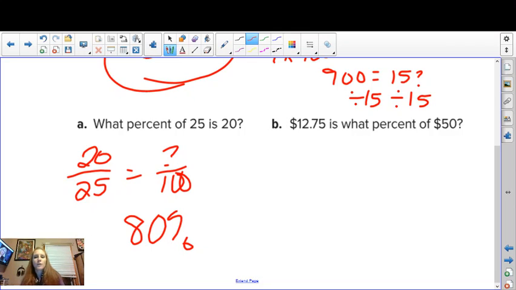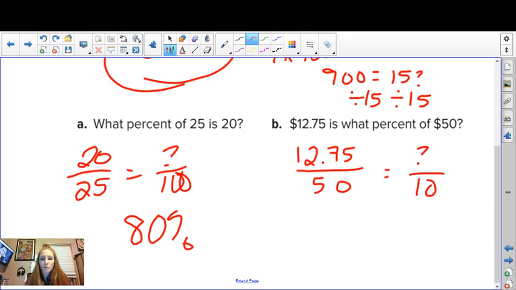Part B, 12.75 is what percent of $50? So 12.75 out of 50 is equal to what percent out of 100%? Cross multiply, and you should get 25.5%.